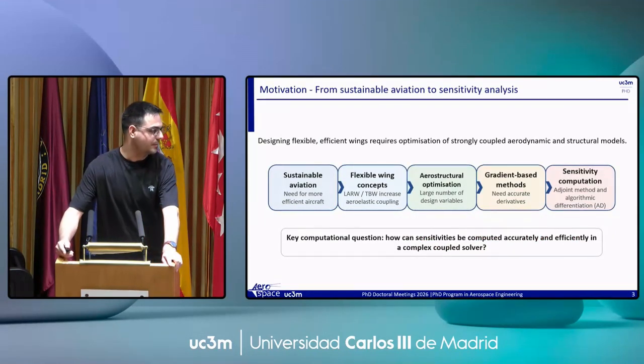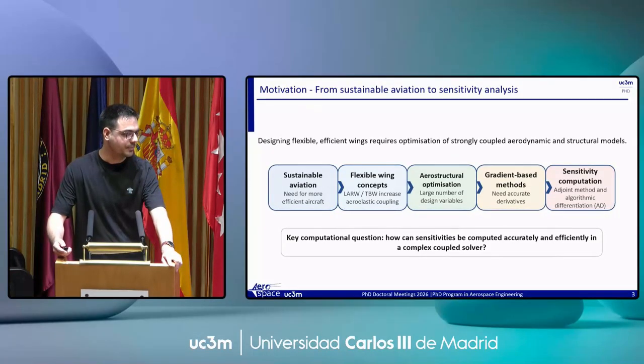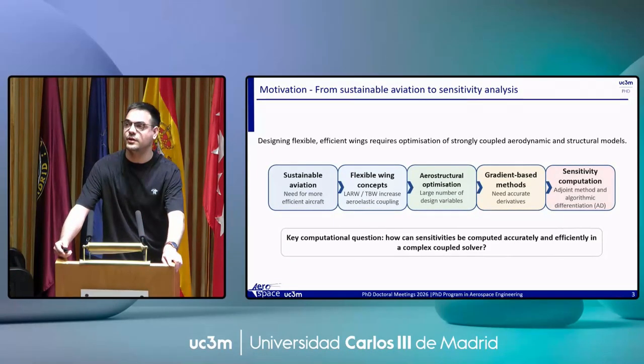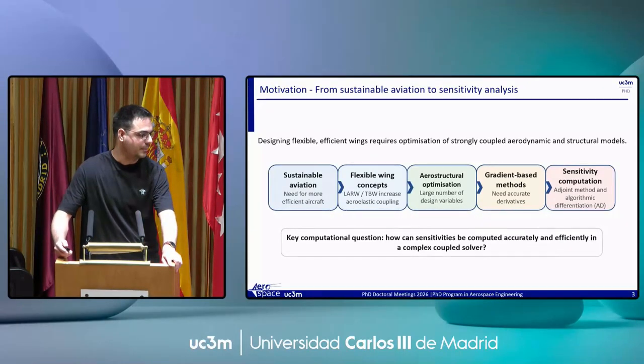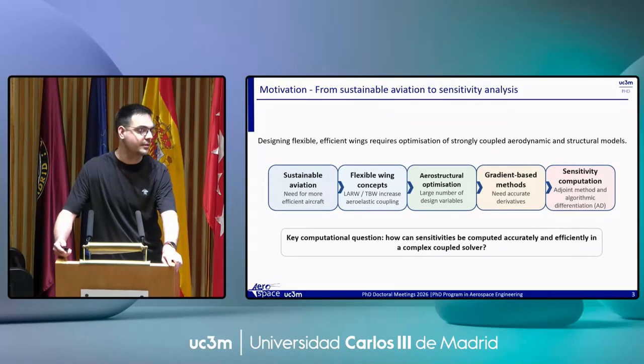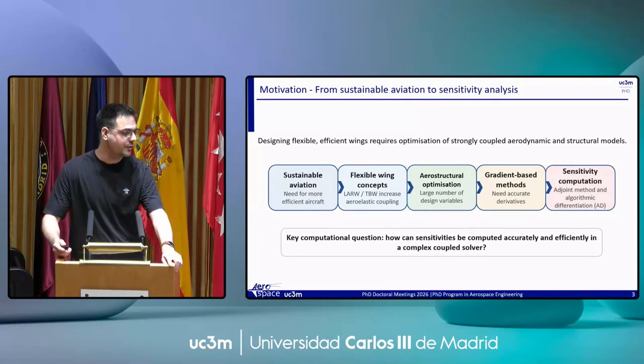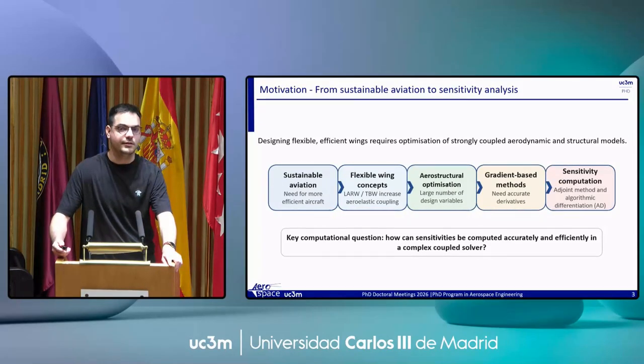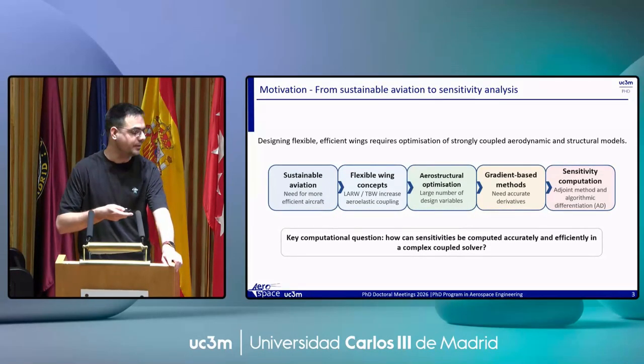So the connection from sustainable aviation to sensitivity computation passes through the fact that a new configuration or a complex system is described by a large number of design variables, for which we can, for example, use the gradient-based method for optimization. In turn, for this method, we need an accurate evaluation of the sensitivities, which can be done, for example, with the adjoint method and algorithmic differentiation, given the large number of design variables. So the question that links to the methodology is how to compute accurately the sensitivities of a coupled aerostructural system.